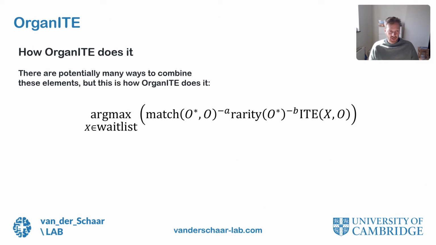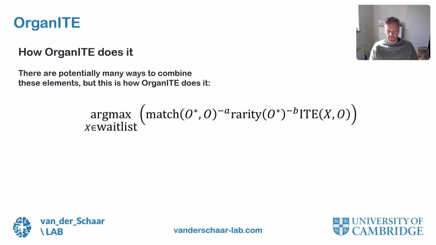So now that we know which elements OrganITE is combining, being match, rarity, and ITE, we see how we actually do it. In principle, OrganITE composes a ranking of patients based on a score. And this score is a simple multiplication of these elements. Given the patients on the waitlist, so let's say it's 500, we pick the patient on this waitlist which maximizes this multiplication. The multiplication begins with the match raised to a negative exponent, whereby match is expressed, for instance, as a Euclidean distance between the optimal organ of a patient and the available one. Whenever the distance is very low, the negative exponent will increase this value, and the match will then have a bigger contribution to whatever score we come up with.